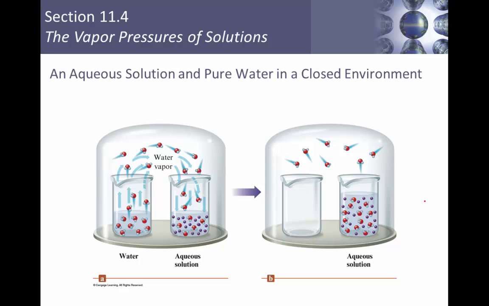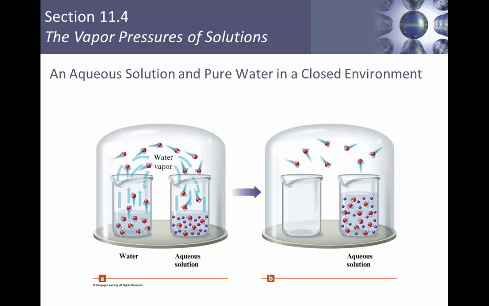Now here's an interesting experiment that shows the idea that solutes can have an effect on solvents' properties. Here we have some pure water, and here we have an aqueous solution. Something is dissolved in the water. What's happening is water is evaporating to try and reach equilibrium, where the gas particles leaving equal the gas particles entering.